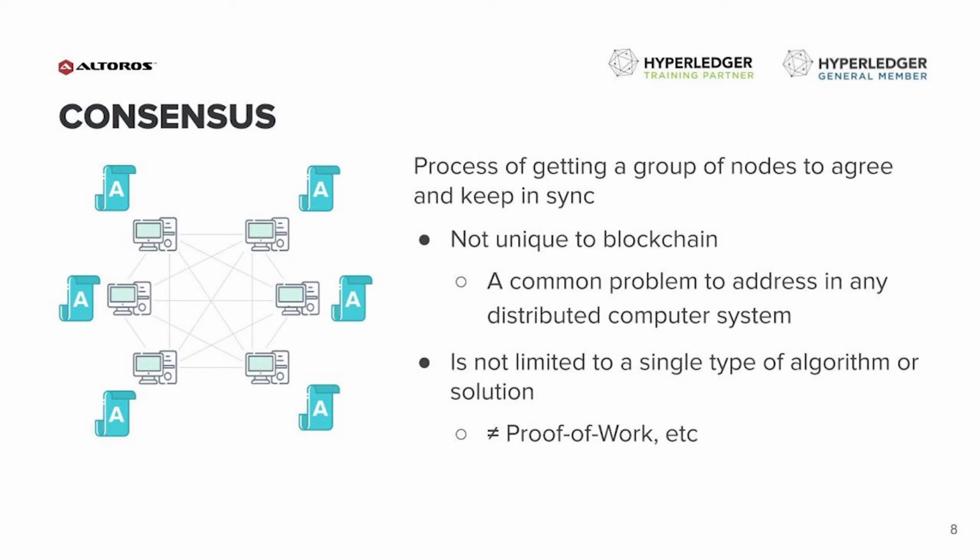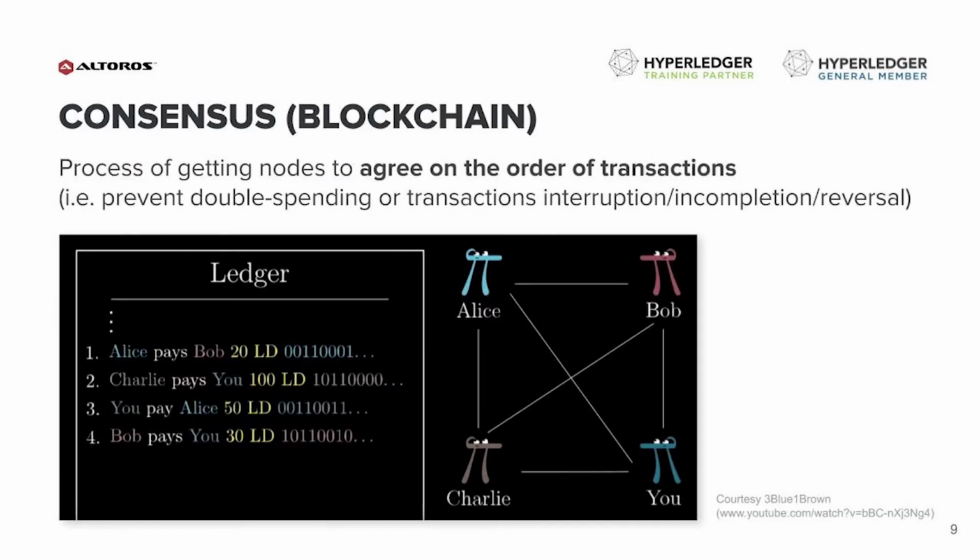And when you hear mentions of specific algorithms like proof of work or proof of stake or whatever it might be, those are specific ways or implementations of achieving this consensus process. But just bear in mind that these are specific examples of types of algorithms for consensus, not the definition of consensus itself.